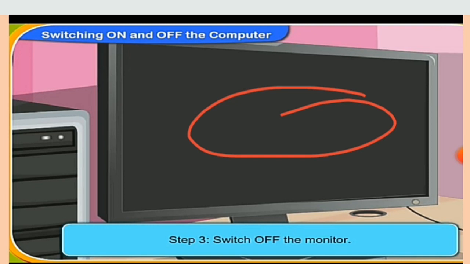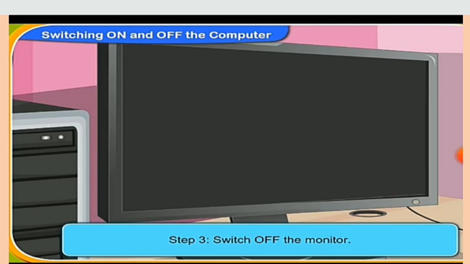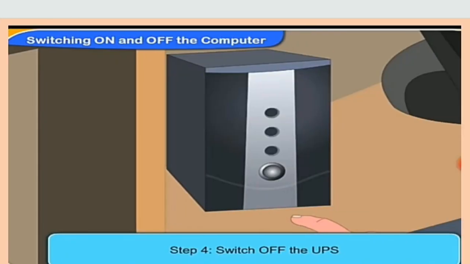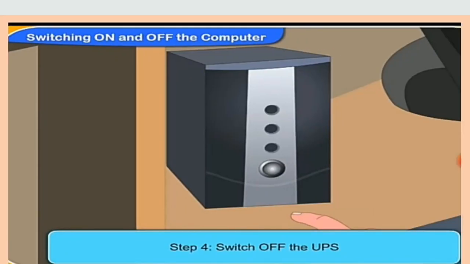Now after switching off the CPU, we have to switch off the monitor from this button. This is the third step. After that, we have to switch off the UPS from this button.